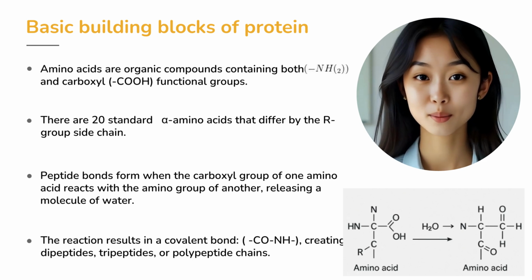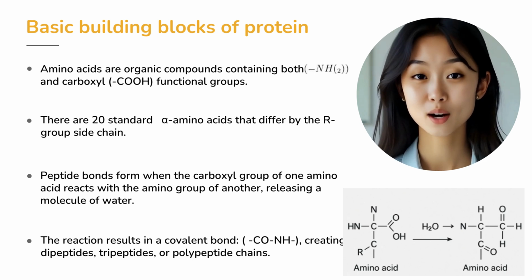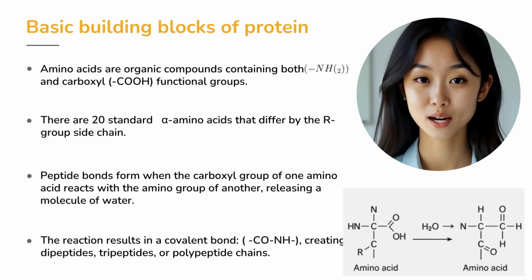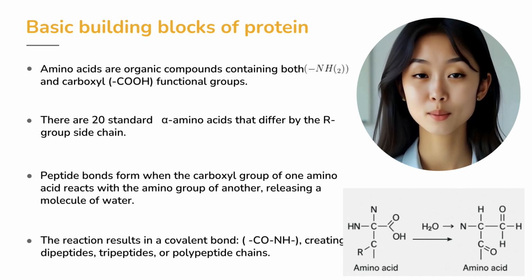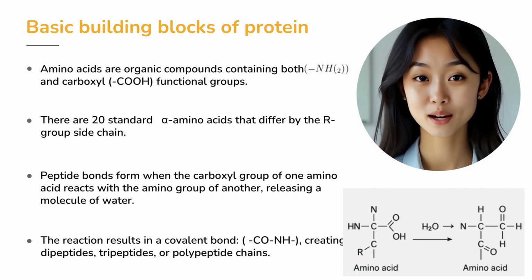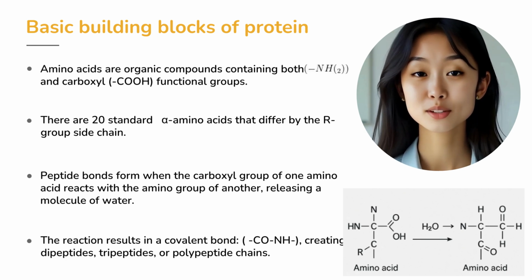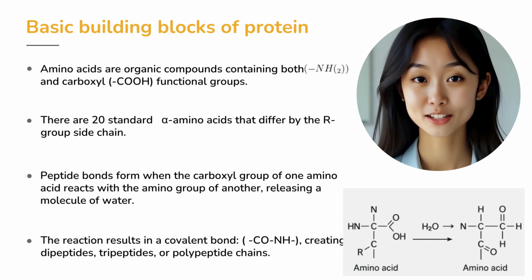Greetings, molecular builders! At the heart of every protein are amino acids, organic compounds that feature both an amino group containing nitrogen, written as -NH2, and a carboxyl group, -COOH. There are 20 standard alpha amino acids that differ by their unique side chains, called R groups, giving each amino acid its distinct personality.